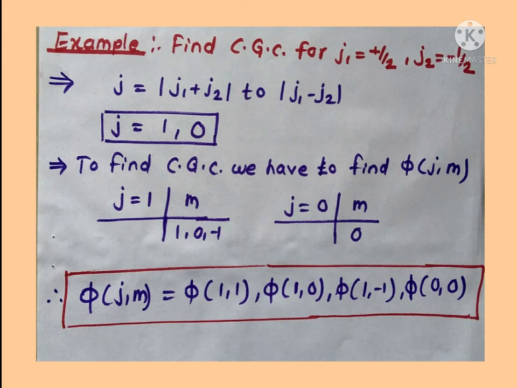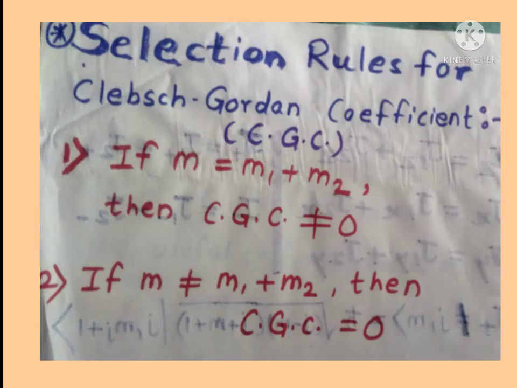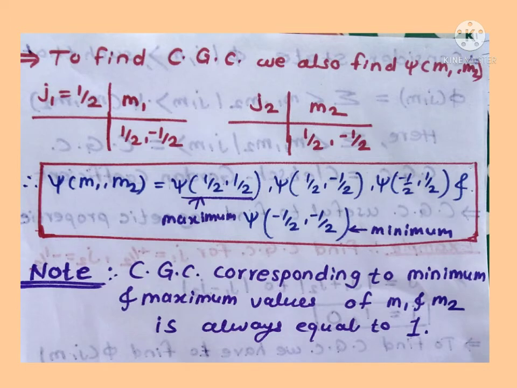Firstly, we have to find phi of j m state. For j equal to 1 and j equal to 0, the states are phi of 1 1, phi of 1 0, phi of 1 minus 1 and phi of 0 0. Given selection rules are considered while finding the Clebsch-Gordan coefficient. We also find the values of psi m1 m2 as psi of 1/2 1/2, psi of 1/2 minus 1/2, psi of minus 1/2 1/2 and psi of minus 1/2 minus 1/2.